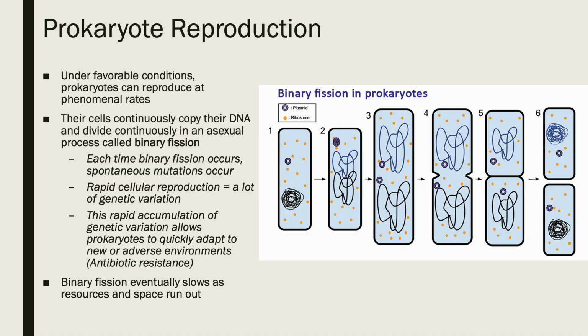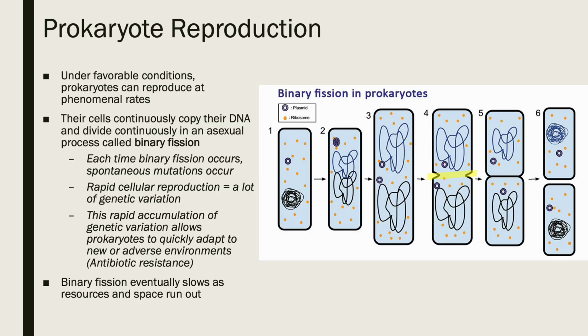Okay, so everything in the cell will double and then the cell will cleave into two, and then there you go. Identical, similar to cloning, although little mistakes can accumulate, etc. So the cells continuously copy the DNA. They divide continuously. This is an asexual process.